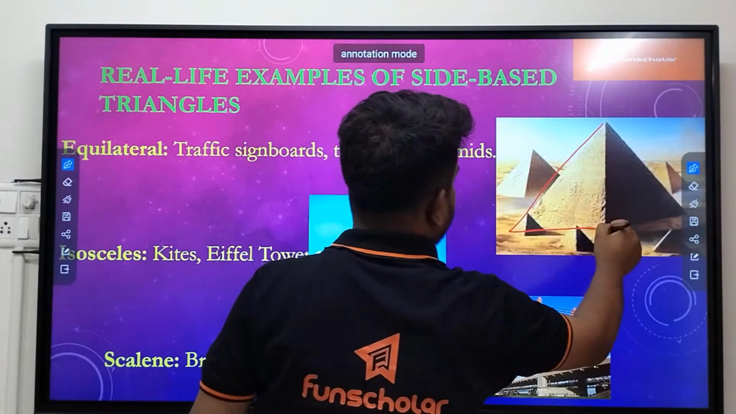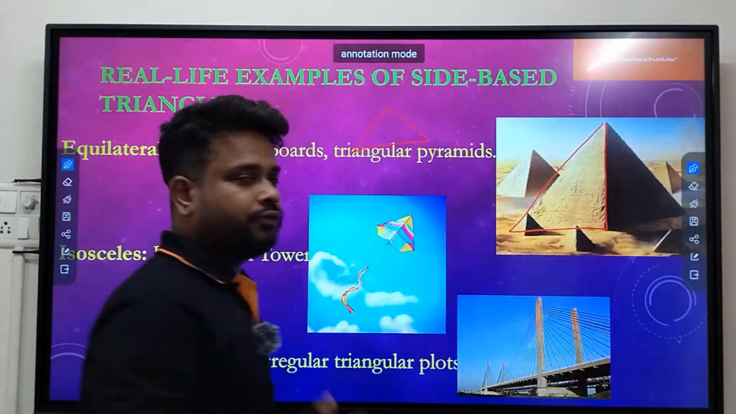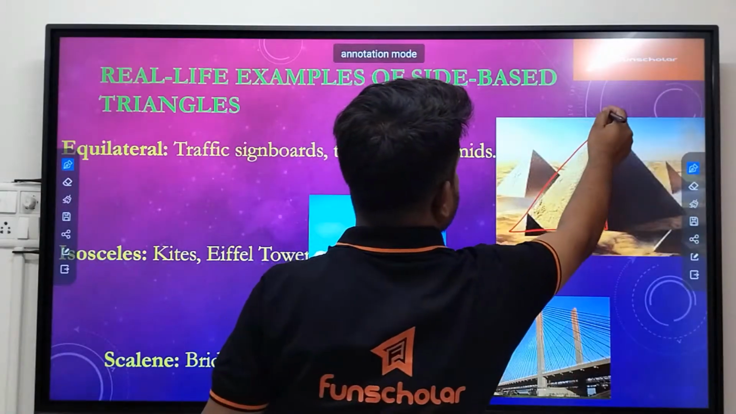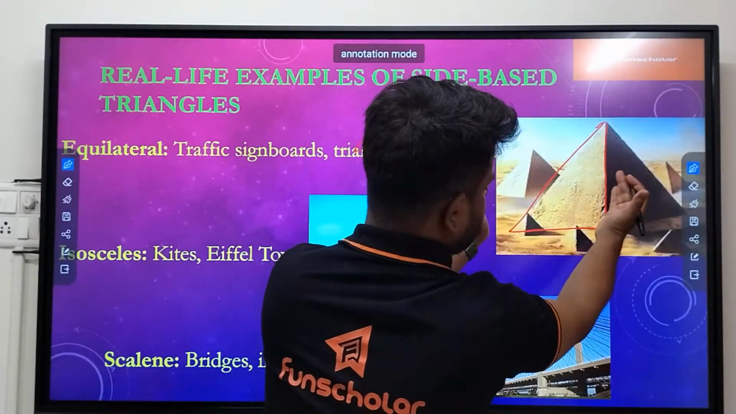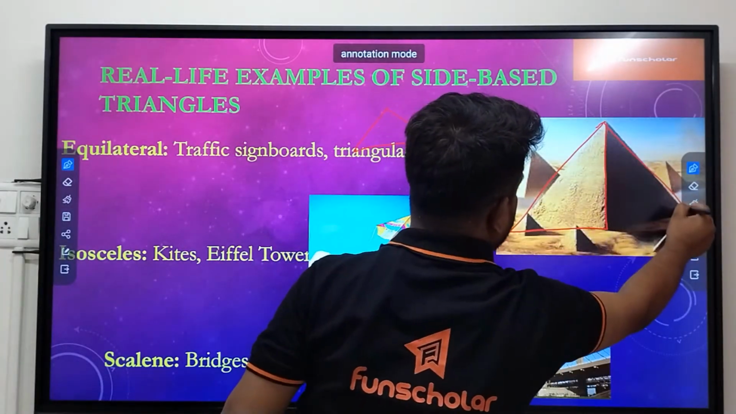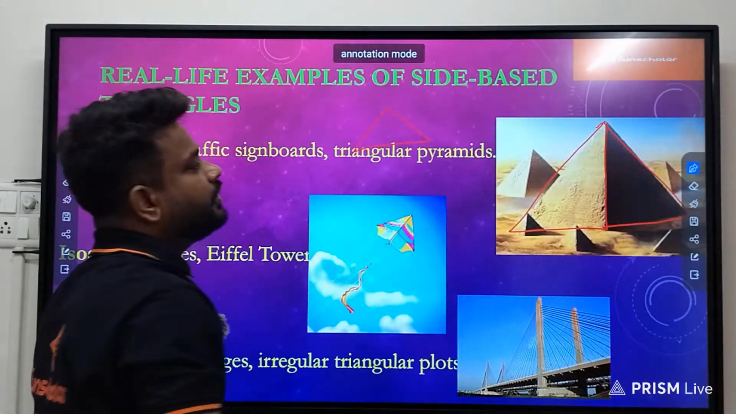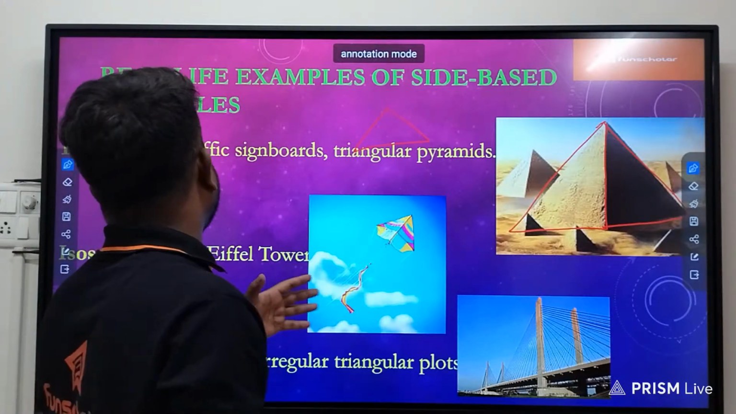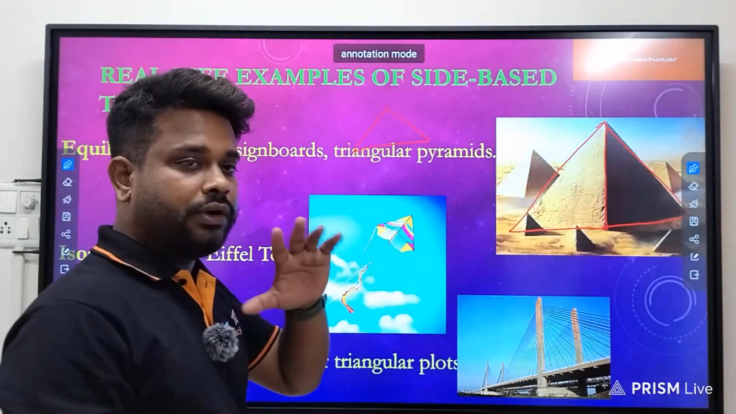The pyramid is a very great example of a triangle. If I consider it as a 2D image, not as a 3D image, and I am just taking two different triangles from it, this will be considered a great example of an equilateral triangle in our real life.